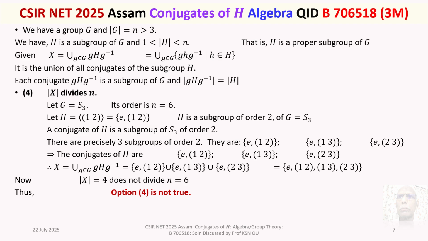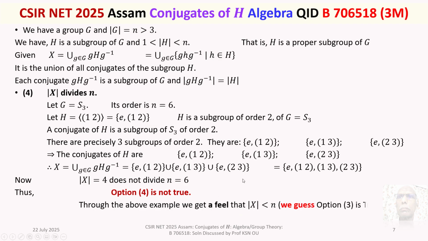So not only that, from this option 4, what are you seeing? Mod X, the order of X is less than n. That is precisely our conclusion of option 3. Therefore, through this above example, we get a feel. The order of X is less than n. That's how we guess option 3 is true. Right. So the question is over, but we'll prove option 3 is true in the next slide.